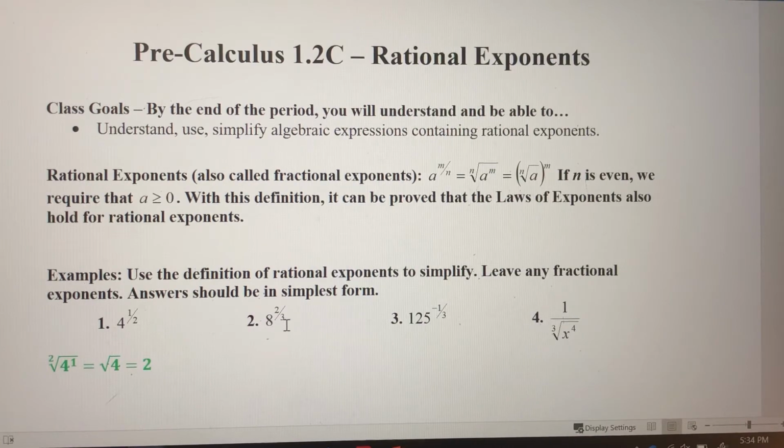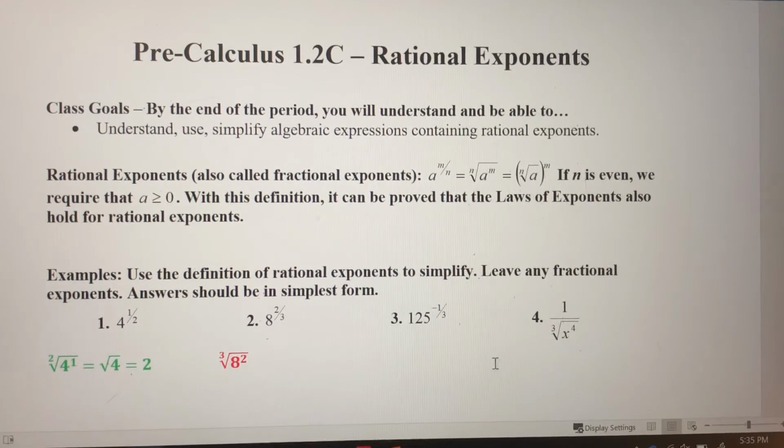Number 2, 8 to the 2/3. Remember the 3, the denominator here, is the root, so this is going to be a cube root problem. So the cube root of 8 to the 2nd power, cube root of 8 squared. Now again, this is the type of problem where it's better, in my opinion, to write it like this. If you were to write it the other way, it would take a little bit longer to get to the answer, but you would still get there.